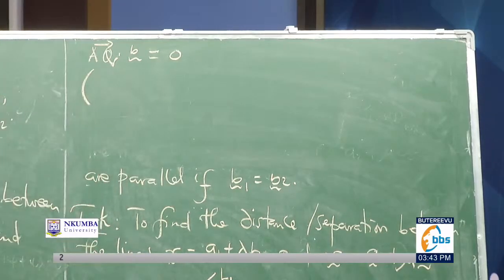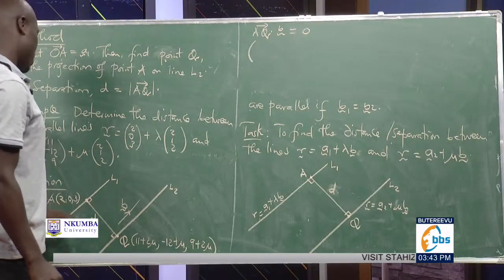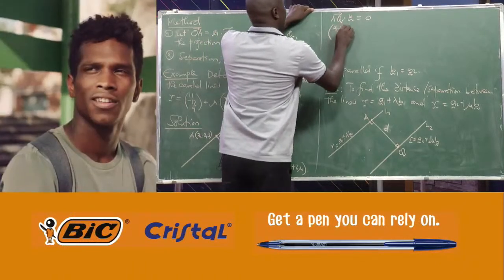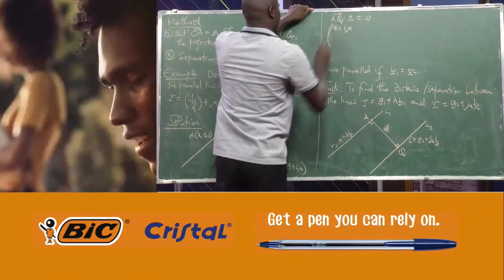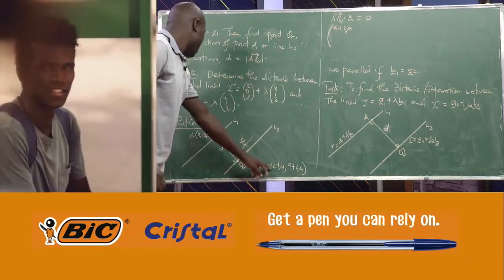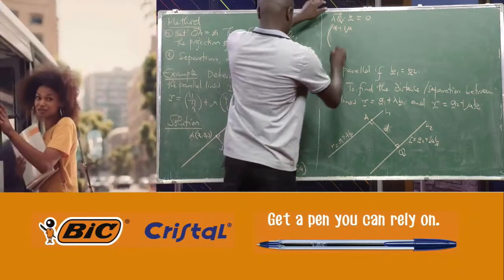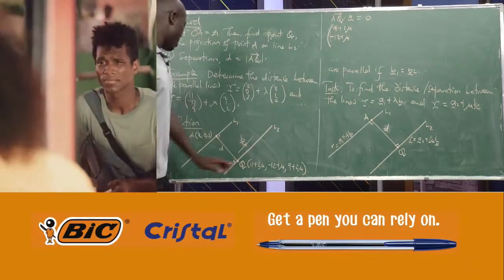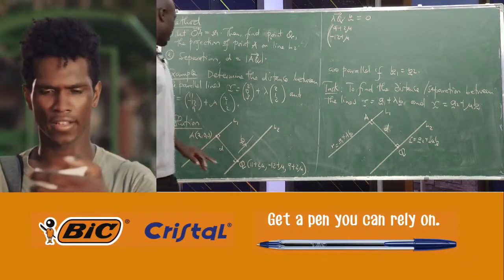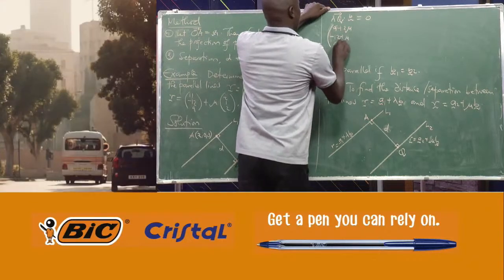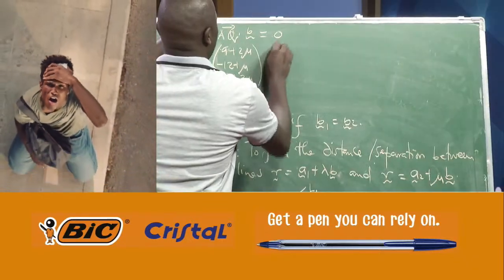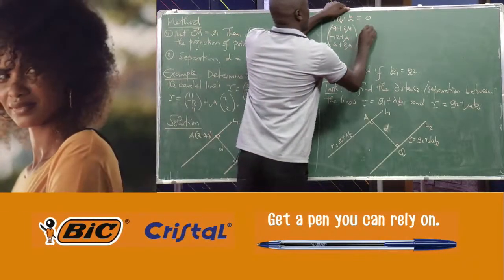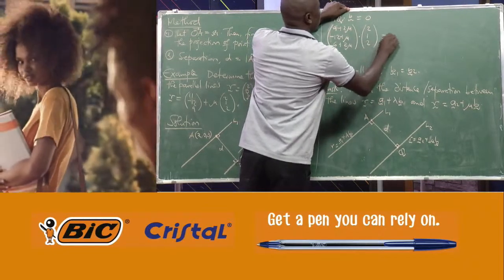Now AQ is end point position minus starting point position. So AQ, we have 11 minus 2, so that is going to be 9 plus 2 mu. Then we have negative 12 minus 0, so we have negative 12 plus mu. And then we have 9 minus 3, that is 6, so we have 6 plus 2 mu. And then we are dotting it with B. B is the vector (2, 1, 2), and this should give us 0.